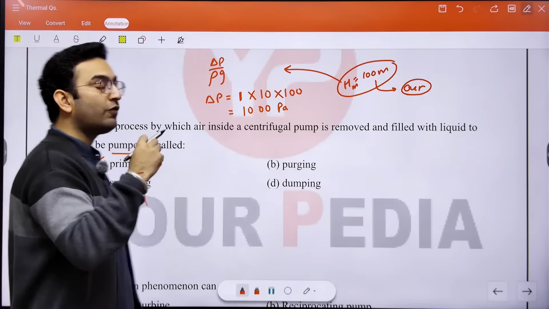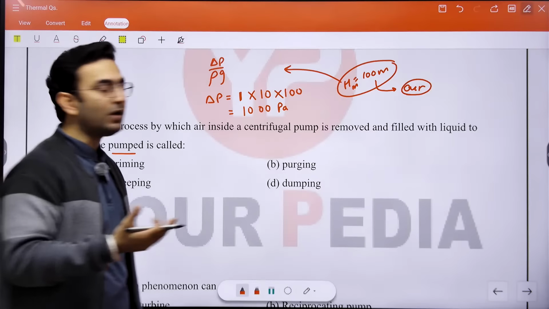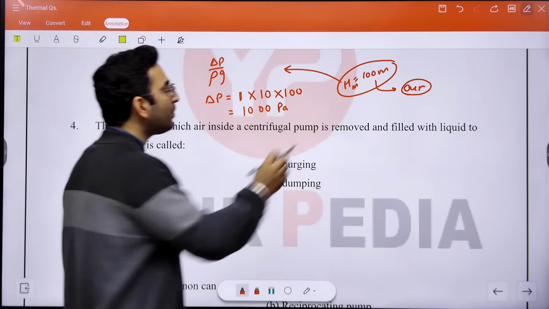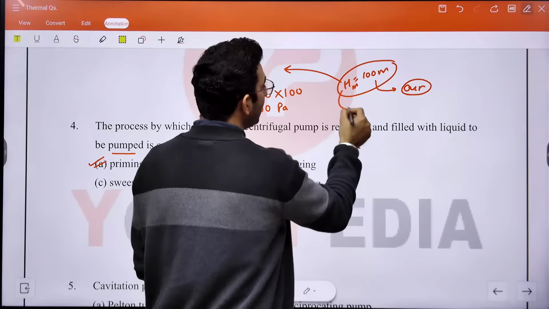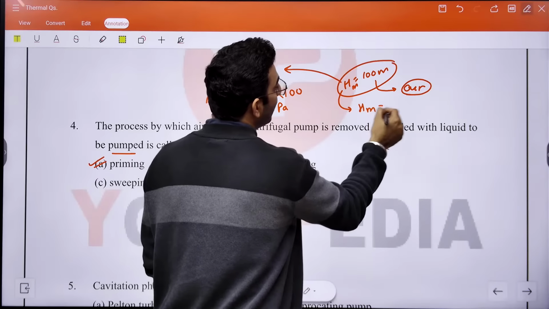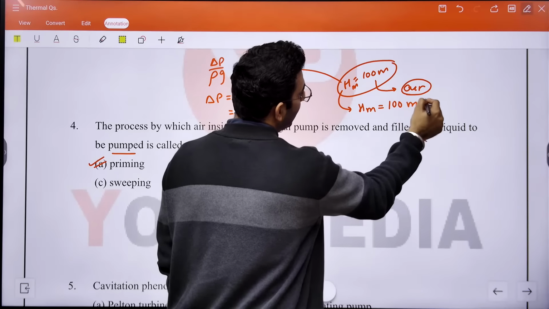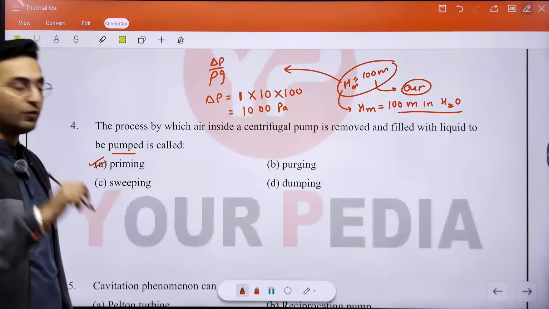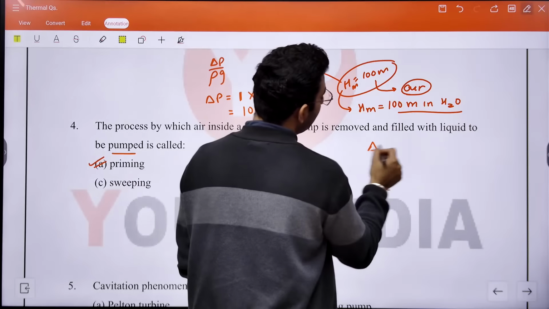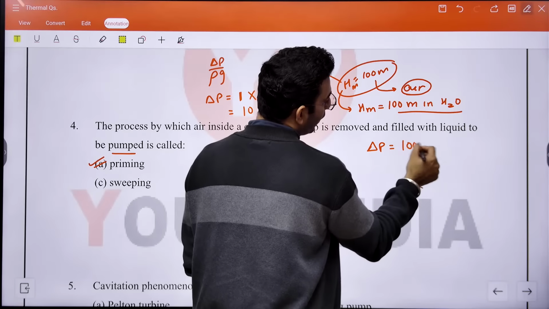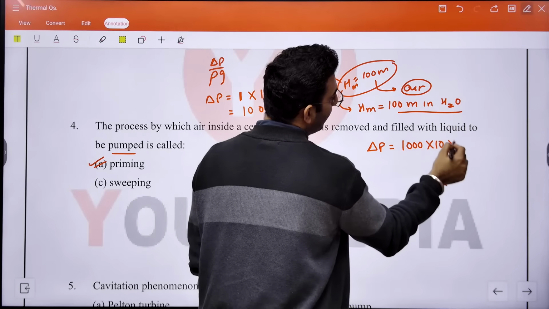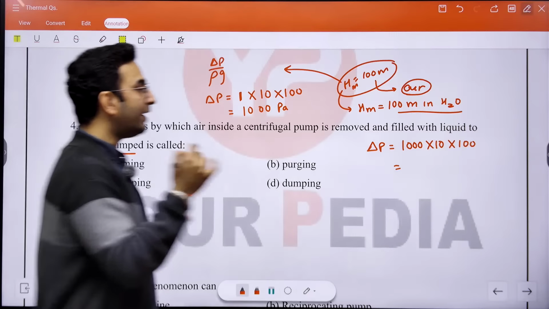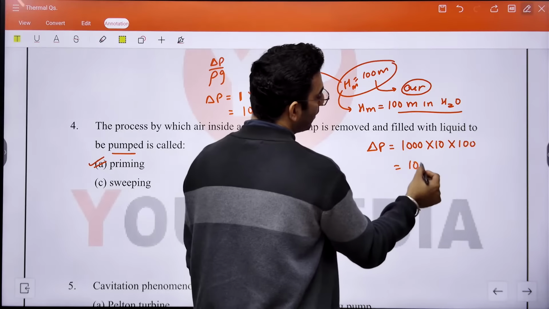Now let us suppose you are doing the priming. If you are doing the priming, the entire pump is going to be filled up with water here. So I can say this manometric head is going to be in terms of water. And in that case, the pressure developed in the pump will be equivalent to the density of the water multiplied by gravity multiplied by the 100 here. So you are going to observe that we are having 1000 kilopascal.